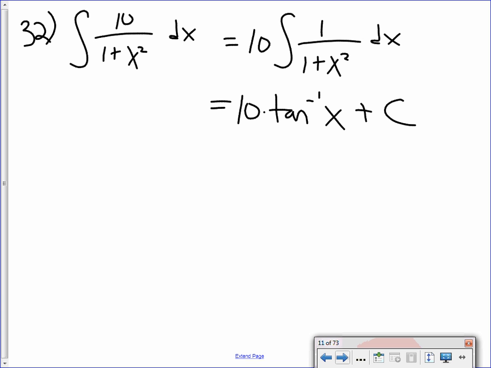The 10 is a constant multiplier. You can just pull it out front. So if you pull the 10 out, you see you're just integrating 1 over 1 plus x squared, or 1 over x squared plus 1, same thing. And that's the inverse tan. So you just pull out the 10. You have 10 times the inverse tan of x plus c.